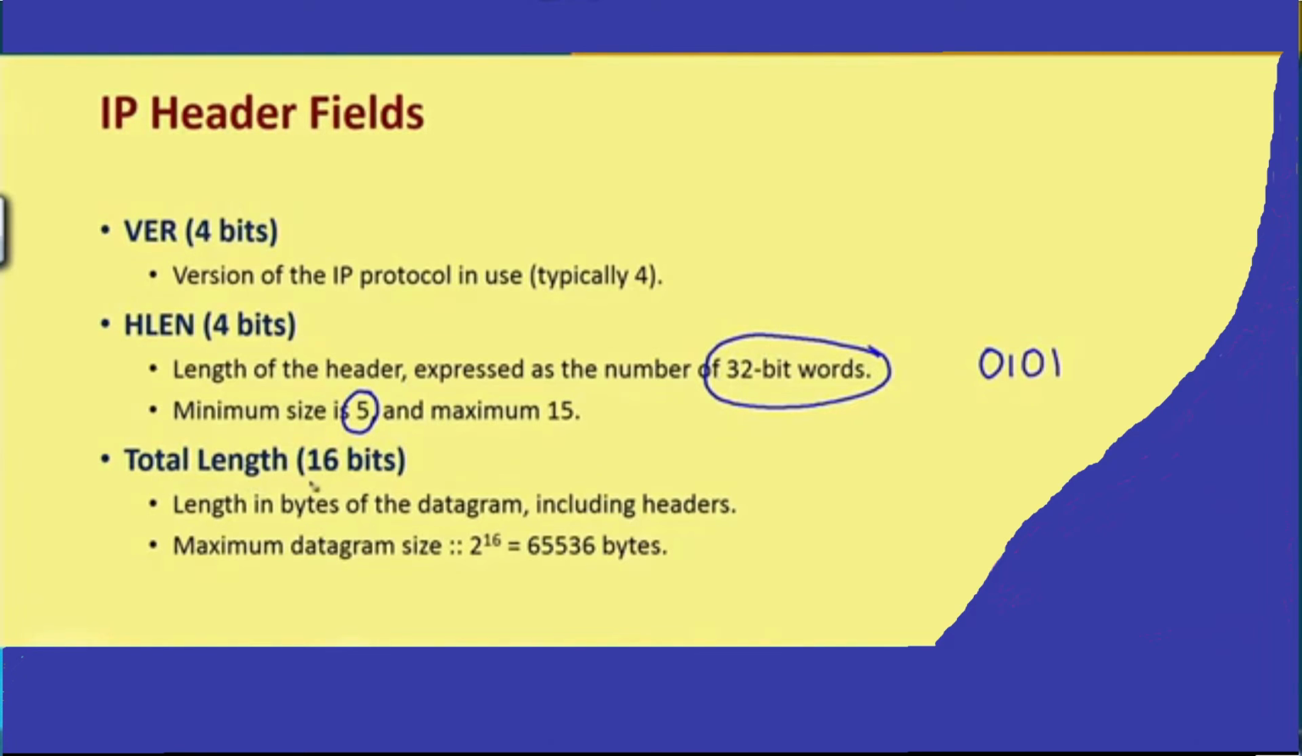Then there is a field which is 16 bits long. This is total length. This indicates the total size of the datagram including the headers. Now, in 16 bits what can be the size? 2 to the power 16 is 65536, so many bytes. And if you subtract the header, suppose in the minimum the header can be 20, so you go minus 20, that many bytes can be there as part of the data, that can be the maximum size of the data in IP. This is what IP supports.